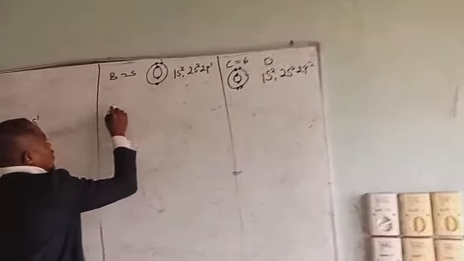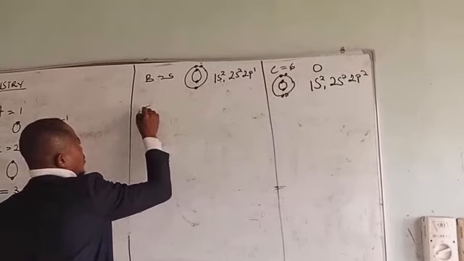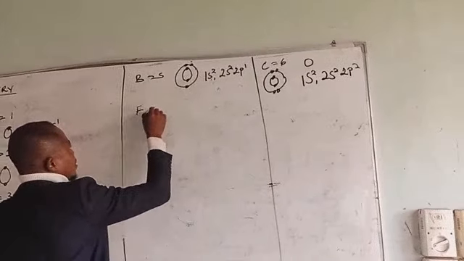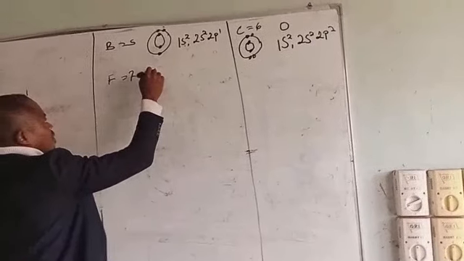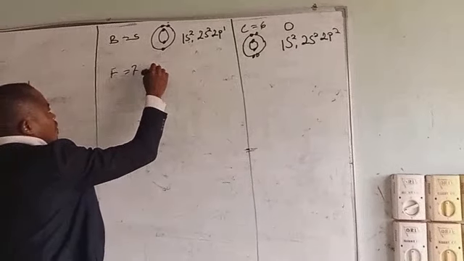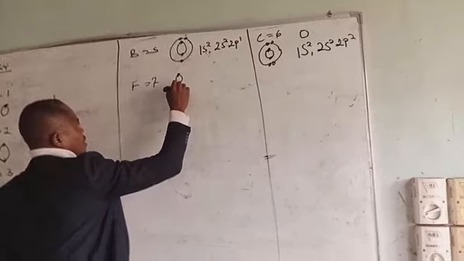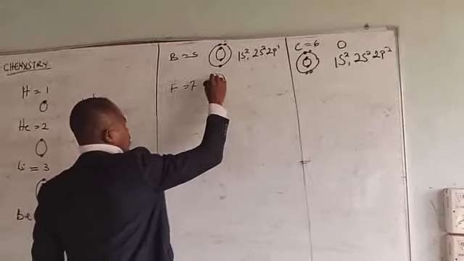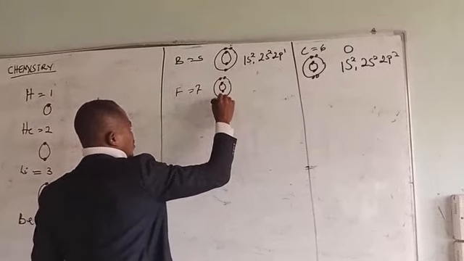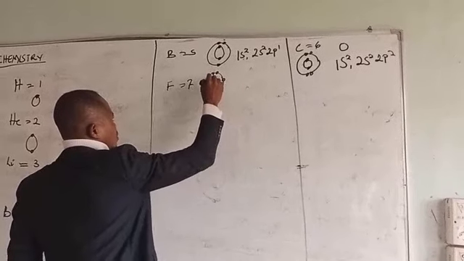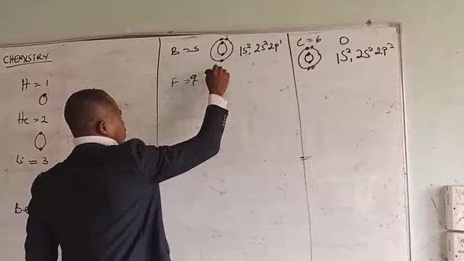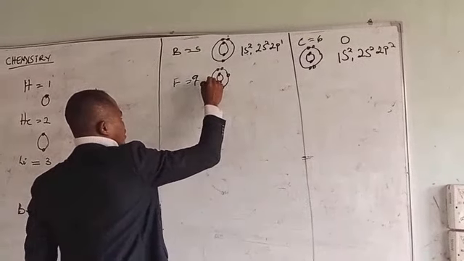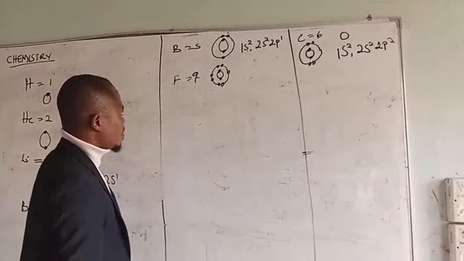Let's jump to fluorine. Fluorine is 7. I'm going to have first shell 2, second shell... No, fluorine is 9, not 7. Fluorine is 9. 1, 2, 3, 4, 5, 6, 7. Still need 2 electrons. 9.